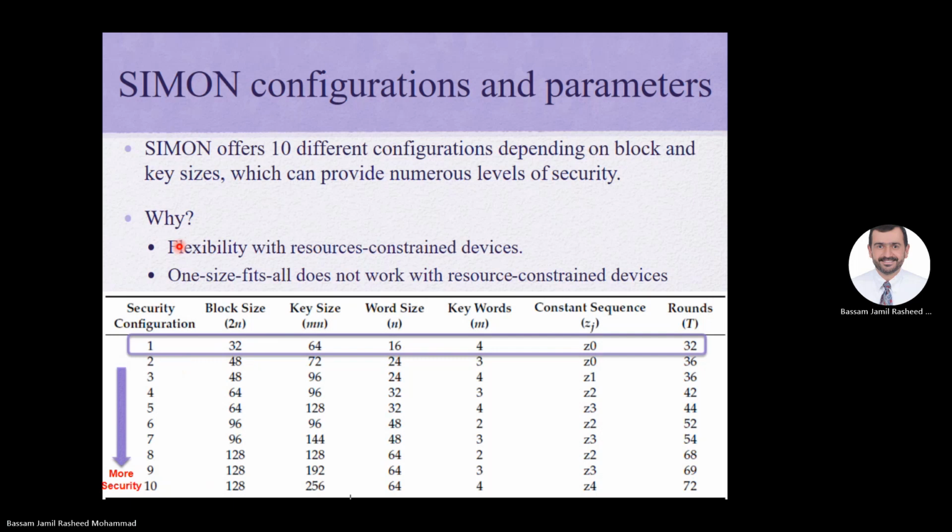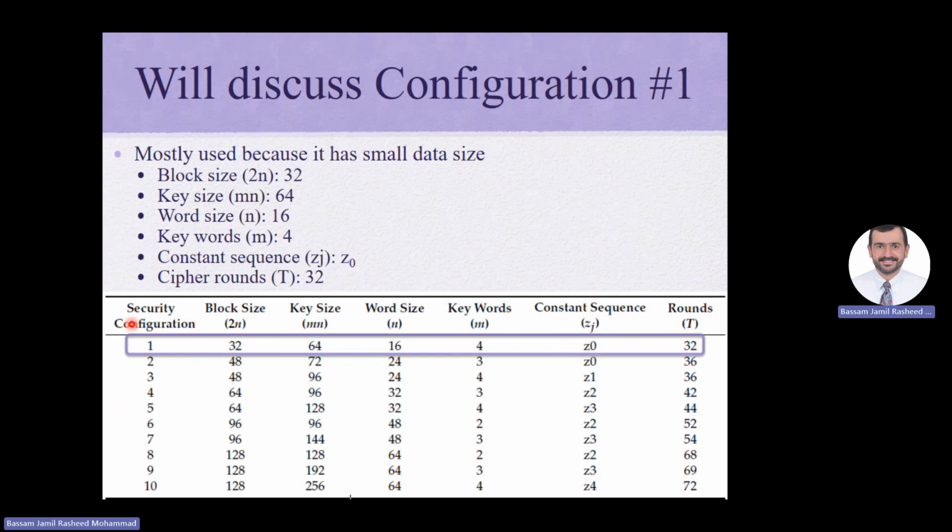Okay. Now we're going to discuss configuration one here and the rest of the slides just to show you how simple this algorithm is. So the block size is 32-bit. We're going to split it since it's Feistel. We're going to have two halves, two words, one 16-bit word on the right and one 16-bit word on the left, and the key size will be 64. So 4 times 16, that is 64. The word is 16-bit and the number of words is 4, so 16 times 4 equals 64. These are the number of words in the key. Constants Z0, and then number of rounds, 32 rounds. And you can see we picked up all these numbers from this table right here.